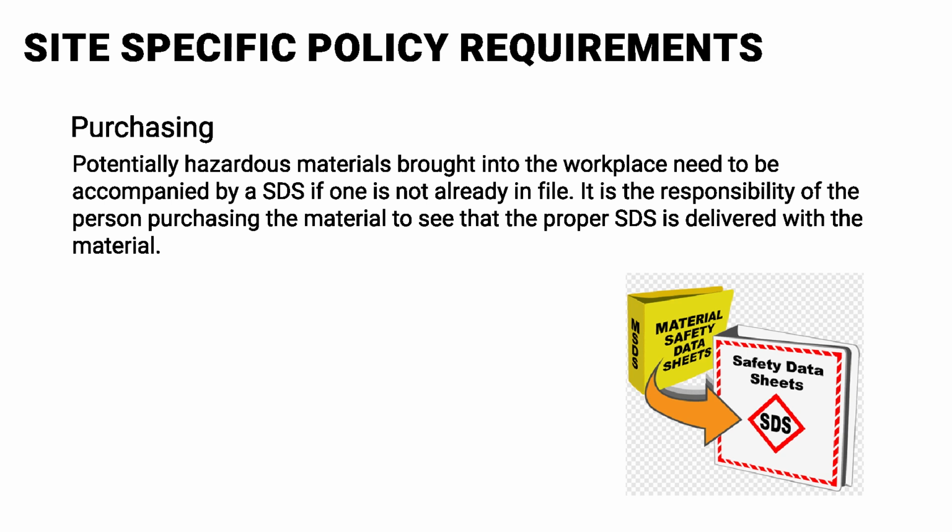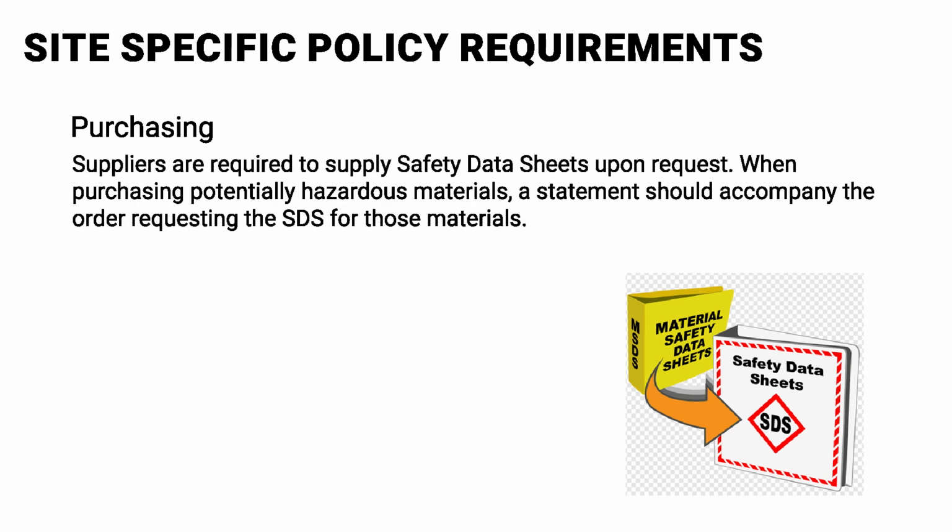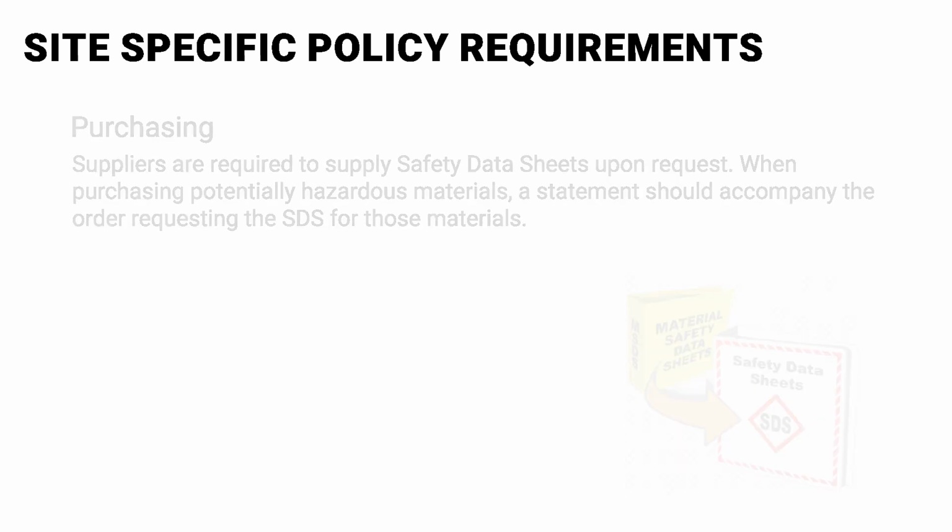Purchasing. Potentially hazardous materials brought into the workplace need to be accompanied by a SDS if one is not already in the file. It is the responsibility of the person purchasing the material to see that the proper SDS is delivered with the material. Suppliers are required to supply safety data sheets upon request. When purchasing potentially hazardous materials, a statement should accompany the order requesting the SDS for those materials.